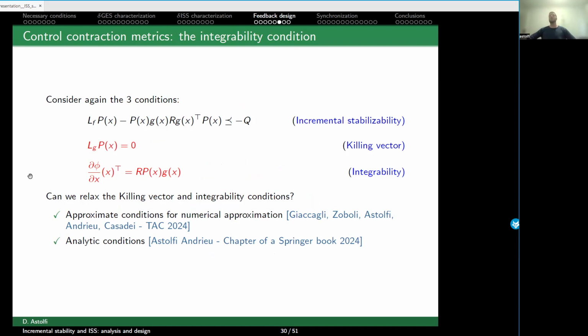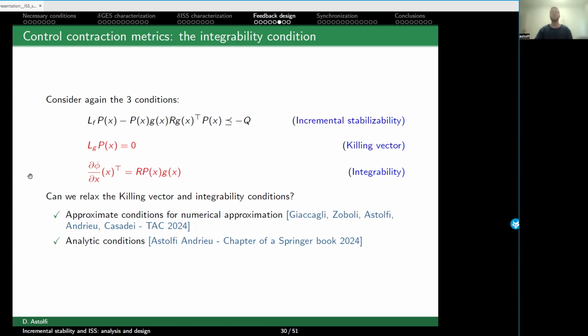Now, this integrability condition and Killing vector condition may in general be restrictive. They are very restrictive because if we want to find the feedback, we need to solve the set of inequalities at the same time. So we need to find P and phi satisfying this set of inequalities, which is not easy because they are state-dependent inequalities. So it's an infinite dimensional problem. And recently we worked on relaxing this Killing vector and integrability condition, and we showed that we can allow approximate conditions for numerical approximation based, for instance, on neural network tools, or again some relaxed analytic conditions to have more degrees of freedom to solve these inequalities.